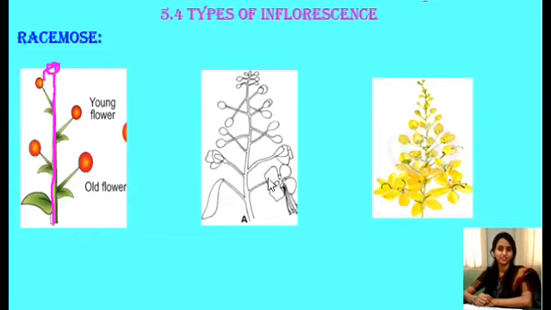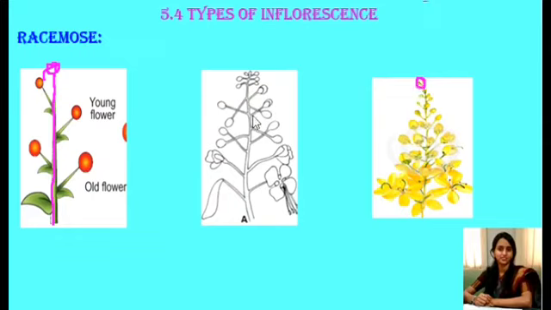So here is an example. This is a cassia plant. It is a simple racemose type of inflorescence. You can look at this. This is the apex of the flower where the apical bud is present. Because of the presence of this apical bud, the inflorescence axis continues to grow. Whereas the older flower is present towards the base, and the younger flower is present towards the apex.